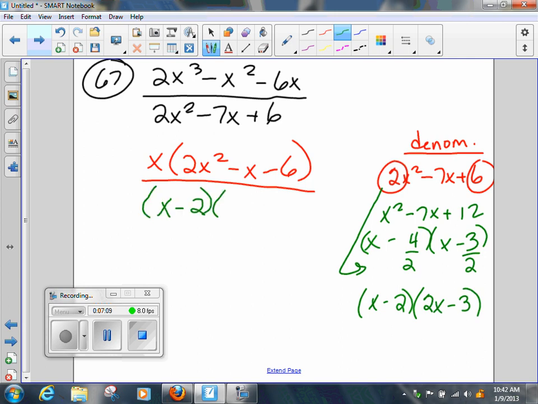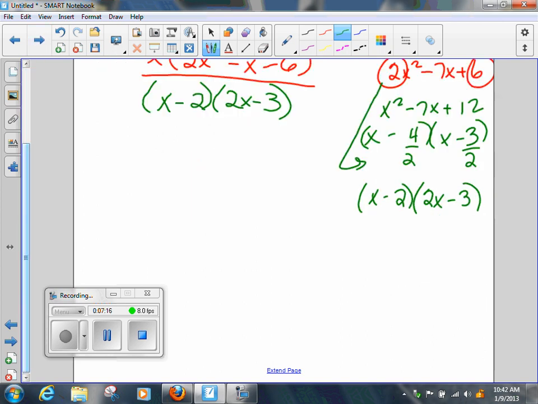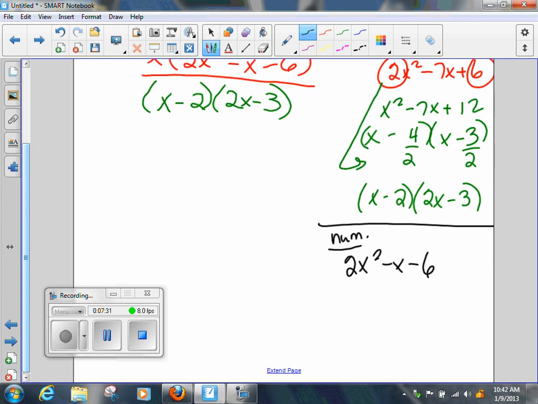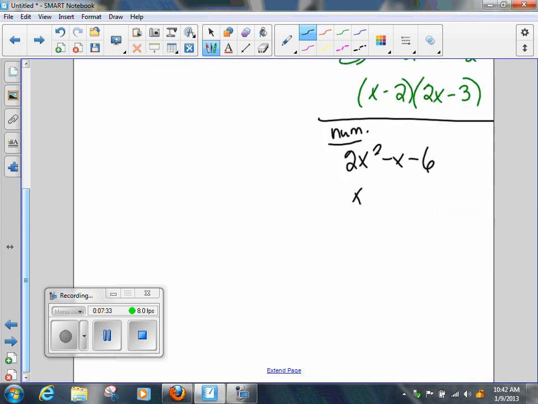x minus 2 times 2x minus 3. All set. What do I have to do in the numerator now? I've got to factor that trinomial. I need to see if it can be factored. Numerator: 2x squared minus x minus 6. Same thing we've been doing. I'm going to slide and divide it. x squared minus x minus 12.